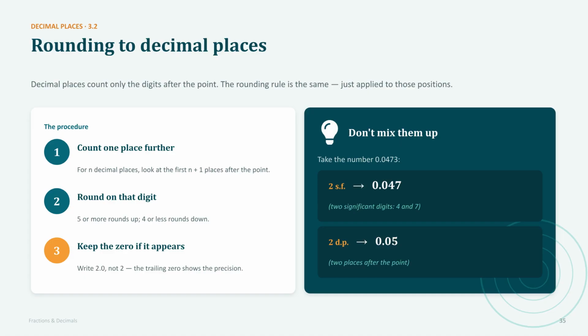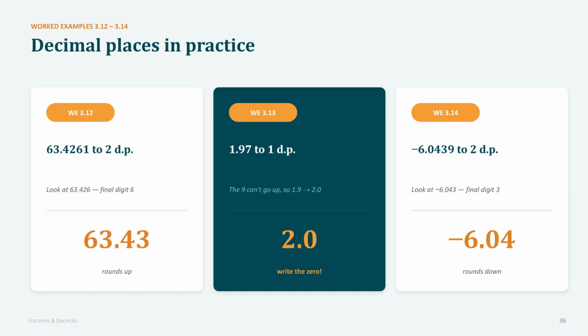Decimal places count only the digits after the decimal point. The rounding rules remain the same. Look at the next place over to decide whether to round the target digit up or down. When rounding to decimal places, if your rounding requires a 0, keep it. Writing 2.0 instead of 2 shows you specifically intended to round to one decimal place.